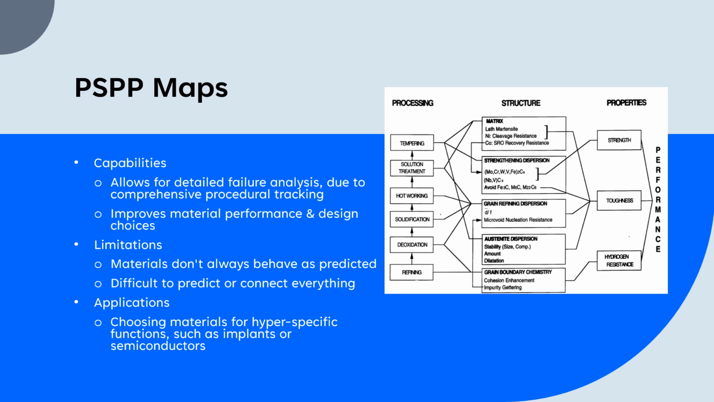However, sometimes materials don't always behave as predicted. There's always some degree of variability. While a PSPP map can give you a great overview of it, still testing has to be done. Sometimes you'll have to use a different material. And a PSPP map can only predict so much. There's always going to be factors that could be missed. So these maps are especially useful when you choose materials for really, really specific functions, such as semiconductors. Those have to have a very, very specific composition and structure to make sure that they function as intended.